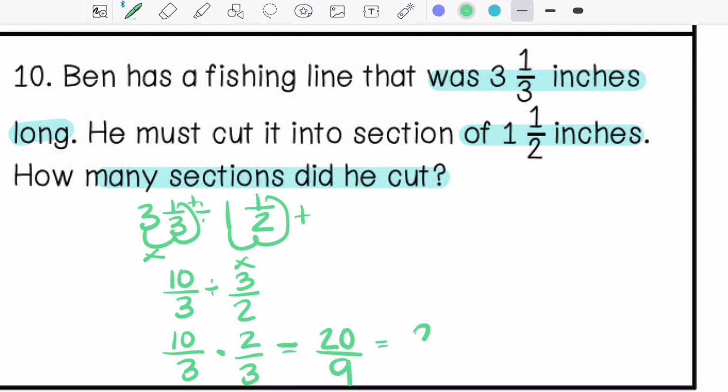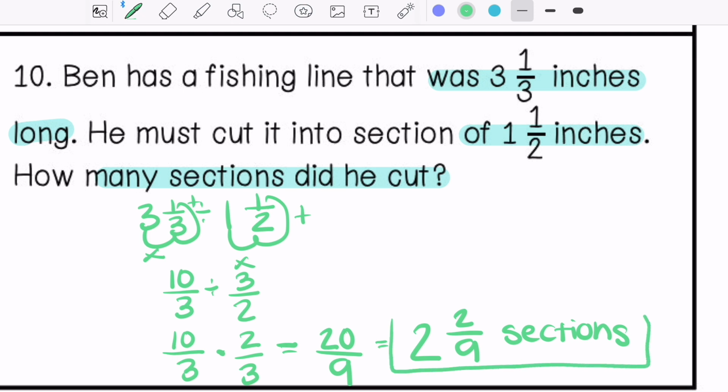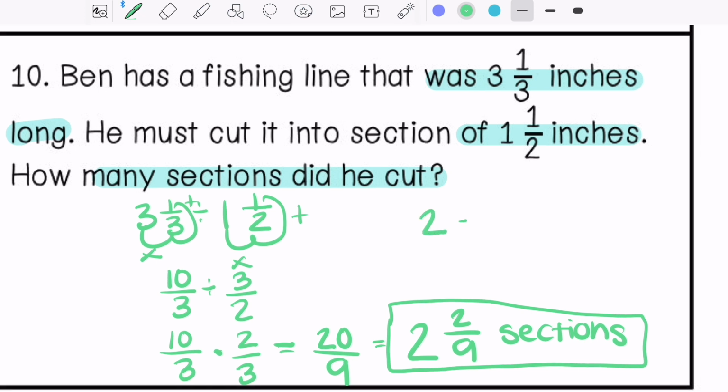9 goes into 20 2 times. 9 times 2 is 18, so it's a remainder of 2. 2 and 2/9 sections. So he's going to be able to do a full 2 sections and then just part of a section. So he's not really going to be able to cut 3 full sections. But if we're talking about even sections, he's able to cut 2 even sections.